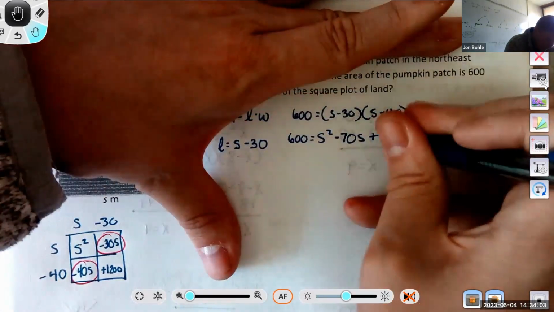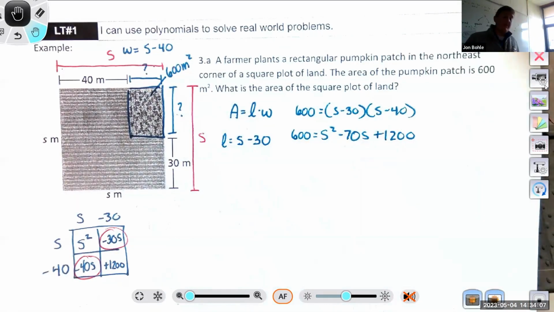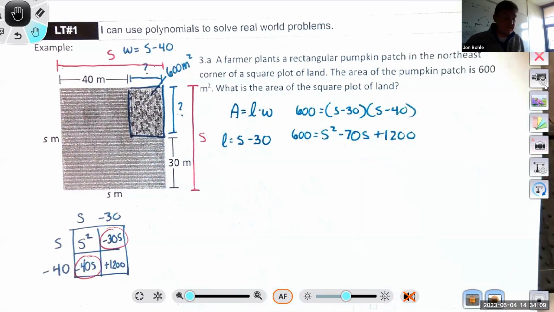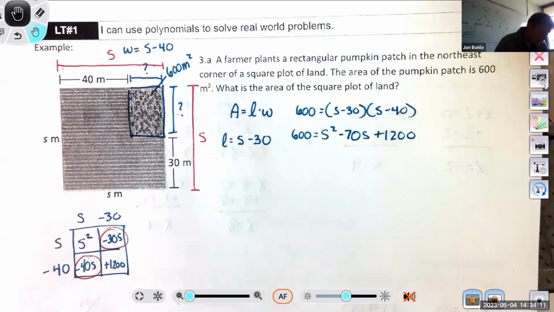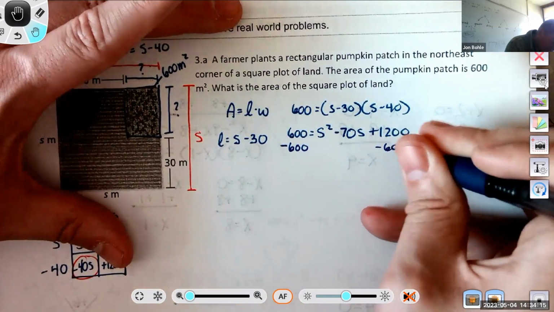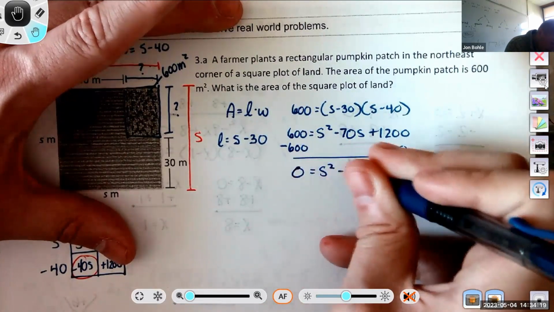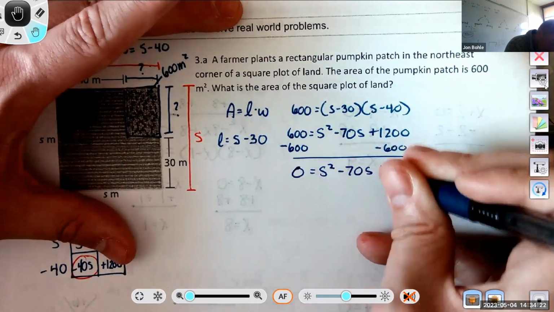plus 1200. So now this problem's set up in a way that I can minus 600, because then it's going to be set equal to 0. So that's exactly what I need to do. I need a minus 600 from both sides to get 0 is equal to S squared minus 70S plus 600.